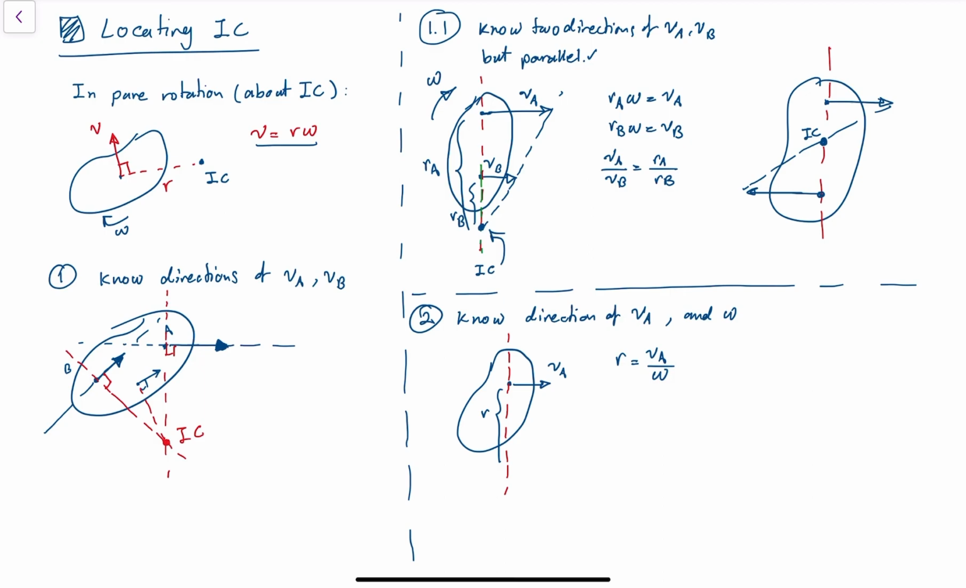Yes, let me write it down. Direction, magnitude of VA, and angular velocity. Okay, that is better because you need the magnitude. If you know the magnitude, you can calculate r using the division of VA by omega. And that would be your IC.